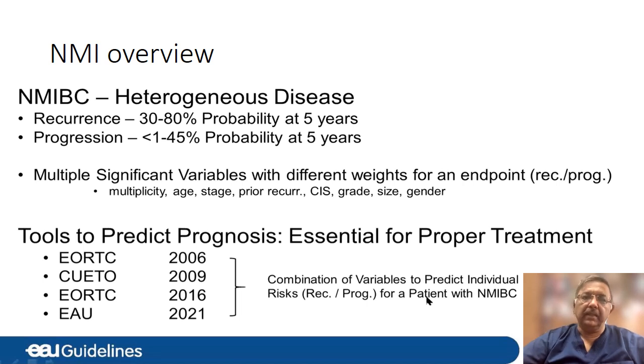In order to do that, over the years we had various prognostic tools in the form of EORTC risk calculators, originally defined in 2006, subsequently the Kyoto model, which was 2009, and then the EORTC 2016, and very recently the EAU prognostic indicator 2021. I'm going to quickly describe some of the salient features of these nomograms.